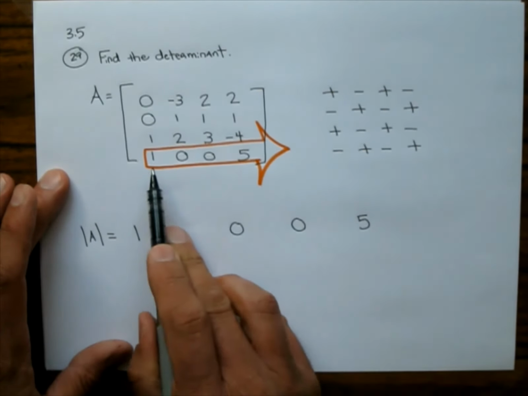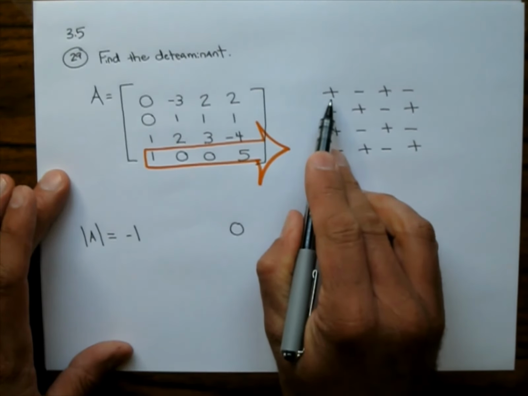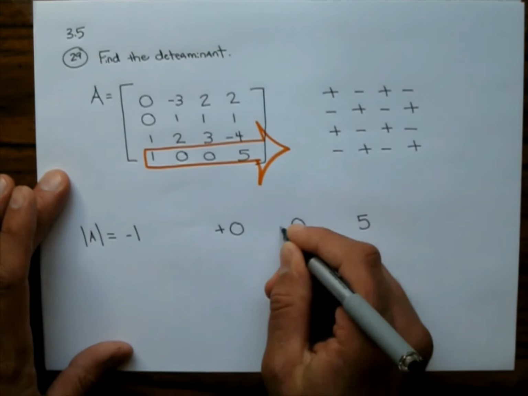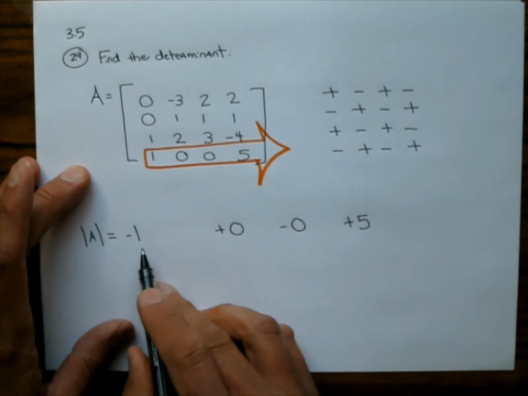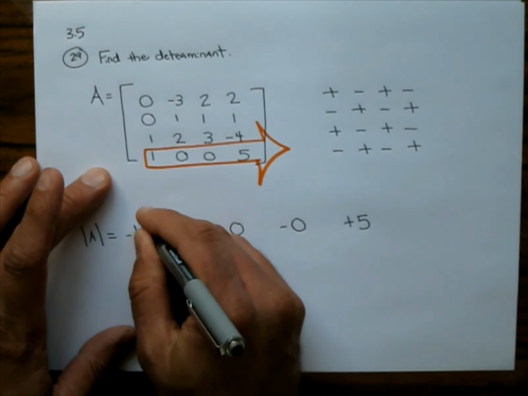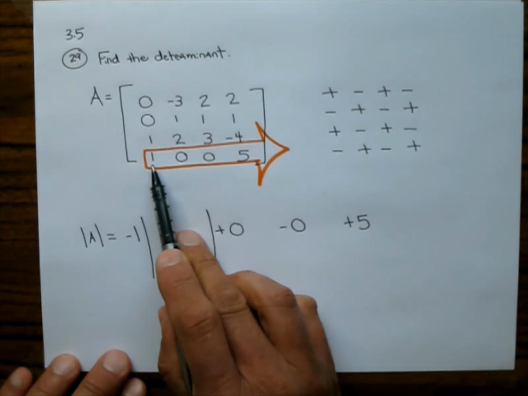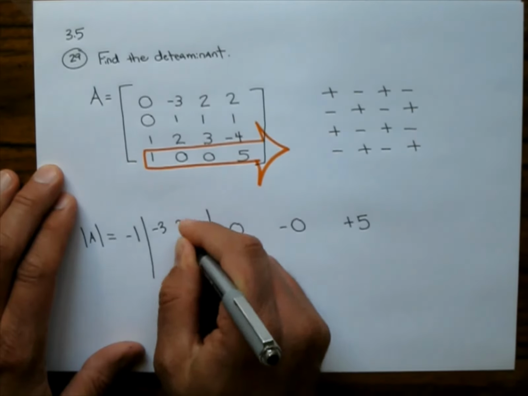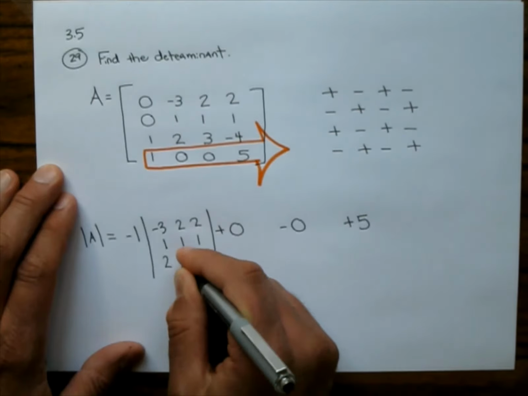And we see that this 1 is in the negative position. There's always a plus in the top left corner. So that's in the negative position. And then this is plus, minus, plus. And now I'm going to go ahead and figure out what's called the minor of this element 1 here. And it's going to be the determinant of the matrix that is gotten by crossing out the row and column that contains that 1. So this is going to be negative 3, 2, 2, 1, 1, 1, 2, 3, negative 4.